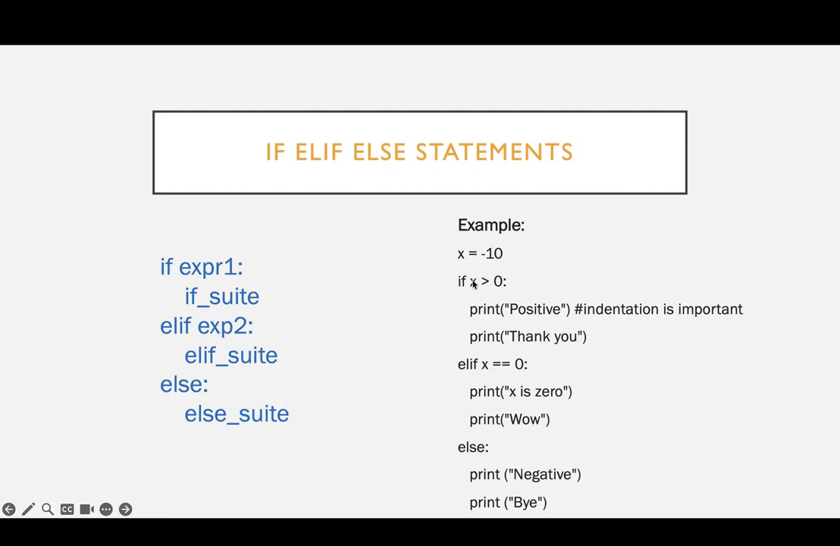Else, that means this is false. The second condition is also false. So we're going to print out negative and bye. Okay, so now we are adding one more condition. And as a matter of fact, you can actually add as many else if as you want, to represent all those different kinds of conditions.